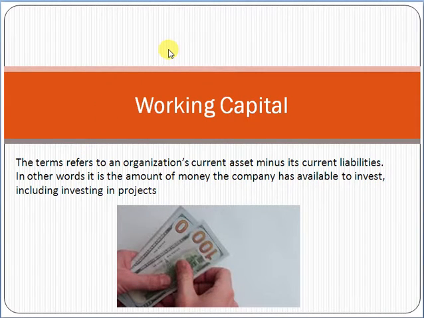Today we will discuss the topic working capital. I'm sure that you have heard about this topic in many meetings or discussions. So what is working capital, how do we use it, and what is the main definition of working capital? In this tutorial, we will discuss in detail the topic working capital and how we can calculate it. So we will see in this video.